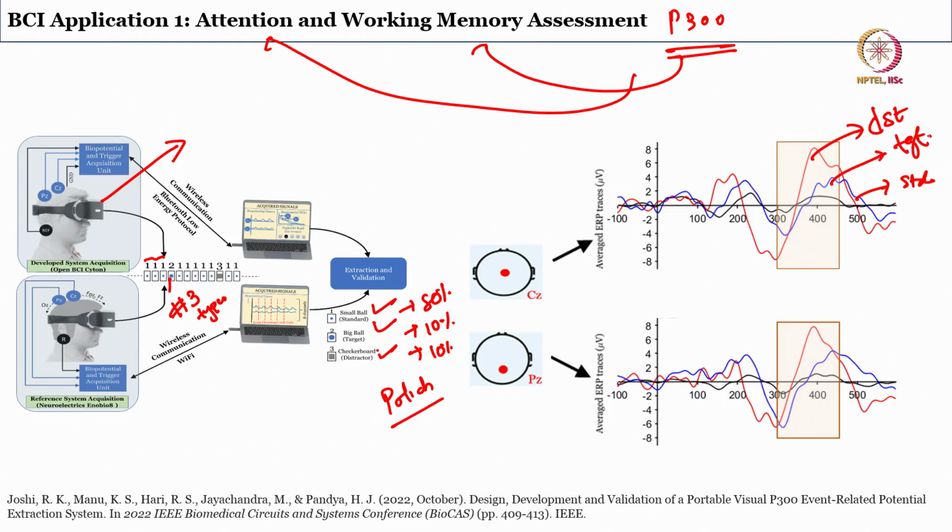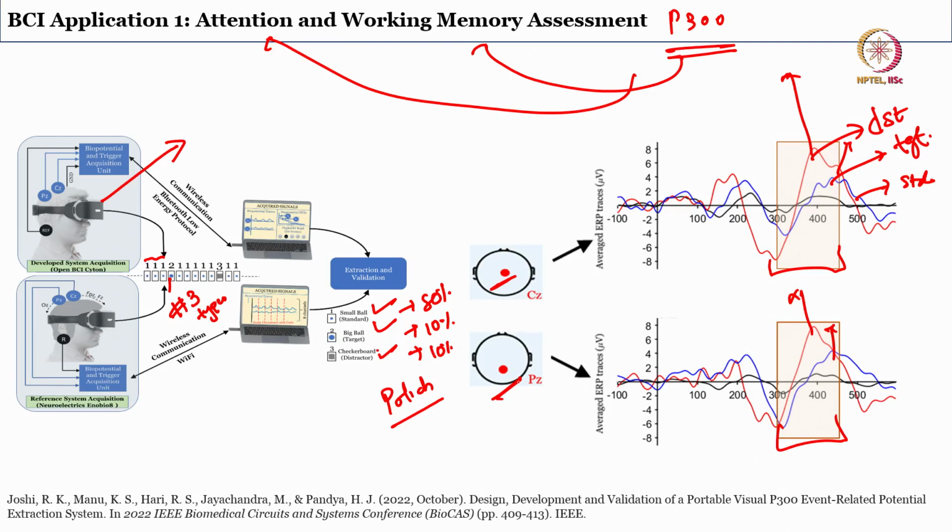You can see that this peaks during the expected interval, here I have kept 300 to 450. You can see that this is peaking here, here, here, and here. This is from the same subject taken from two different locations. One is on CZ, one is on PZ. All of you know what the 10-20 system is. You should know where it comes, and you should be able to map in your head where CZ and PZ are.